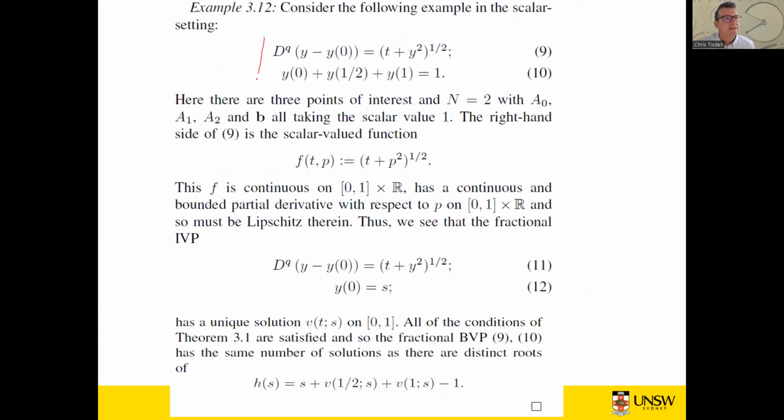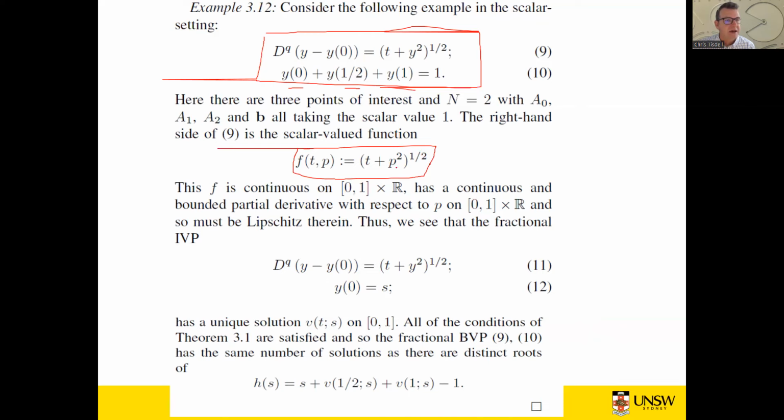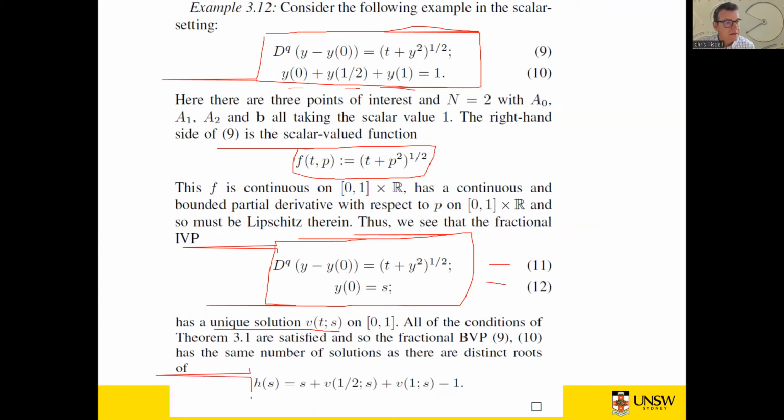So let's have a look at a really simple scalar valued non-linear fractional problem here. You've got 3 points. You're just working with scalar valued functions here. The right hand side is continuous and Lipschitz because it has a bounded partial derivative with respect to p. And so it's Lipschitz, so it satisfies the first condition of our main theorem. And what this means is when we switch our attention to the initial value problem, this has a unique solution. f being Lipschitz and continuous means that 11, 12 has to have a unique solution. So all the conditions of our theorem are satisfied, and so we now look at this problem.